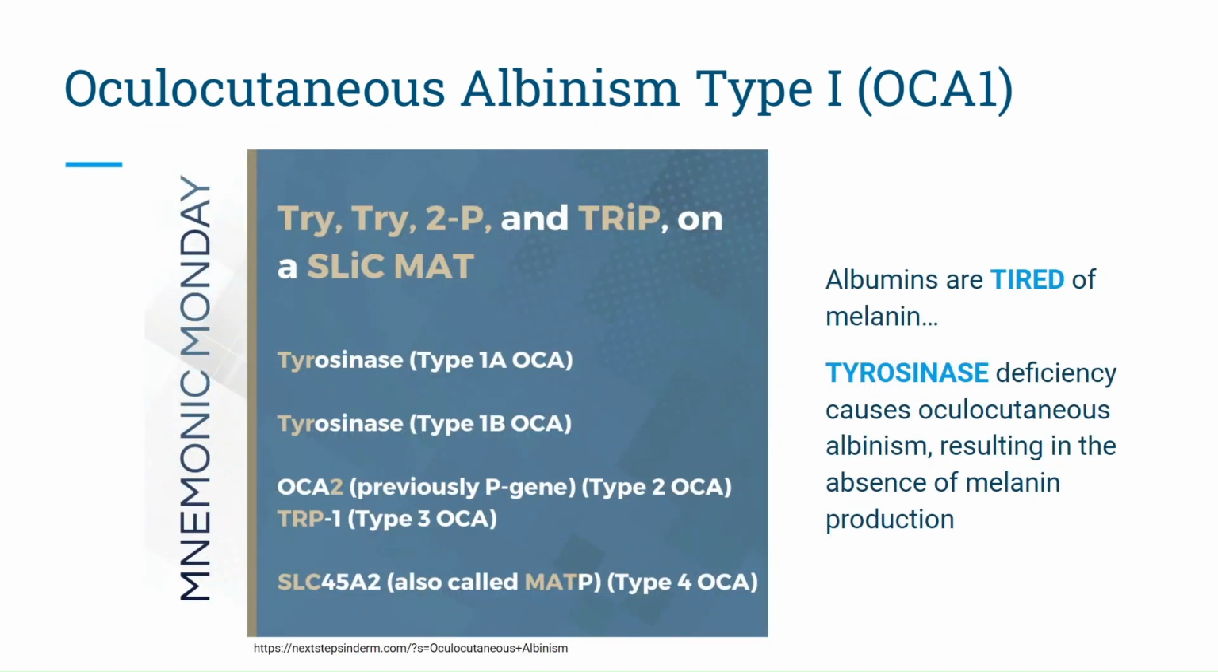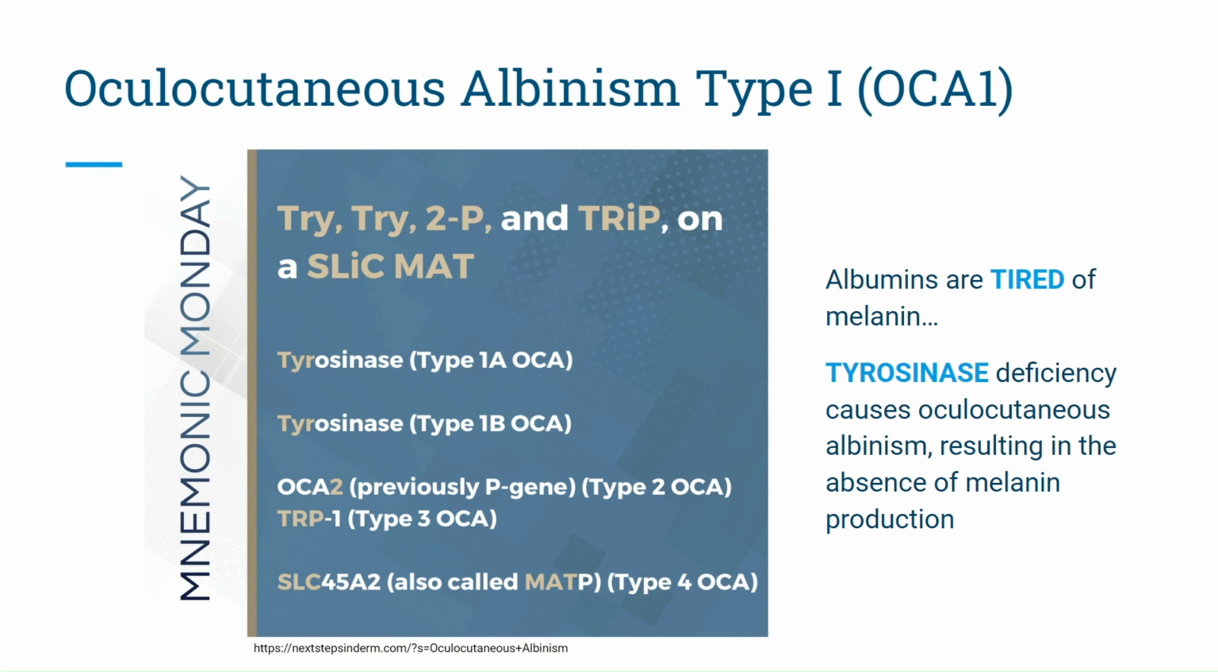So this is a mnemonic. You can try to use it. It's tough to get to, but it's "try to pee and trip on a slick mat." Try for tyrosinase, the two mutations in type 1, OCA1A and OCA1B. The 2P you can think of as the OCA2, which used to be the P gene. TRIP, also for type 3 OCA.